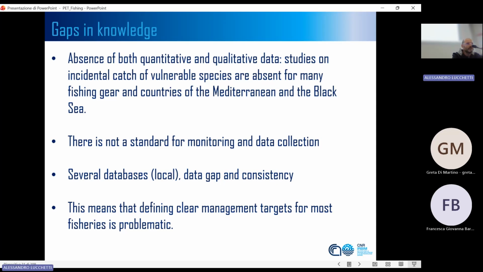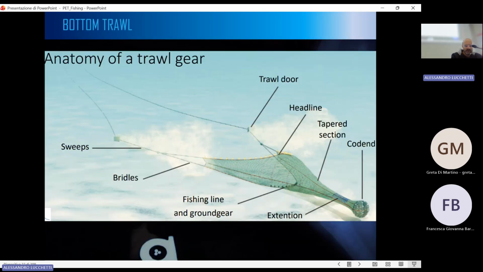And if you don't have real knowledge of species, areas, gear, etc., obviously you have a problem with the management also. But going into detail with the different fishing gears, this is a bottom trawl.